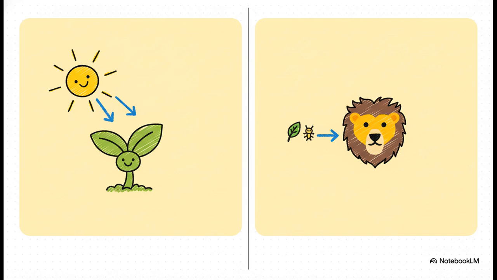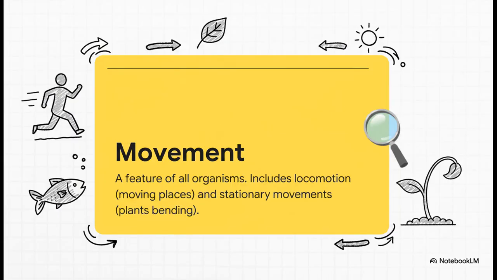Pretty cool. Or you can be a heterotroph, an other feeder, like an animal that has to eat other things to get energy. Next is movement. And now, this doesn't just mean running around, which scientists call locomotion. Nope, every single living thing moves in some way. A plant on your windowsill will literally bend itself toward the sunlight. A sea anemone that's stuck to a rock will still wave its tentacles around. It's a universal feature of life.